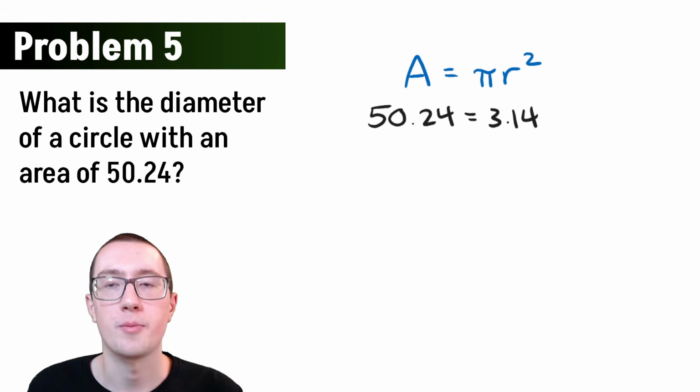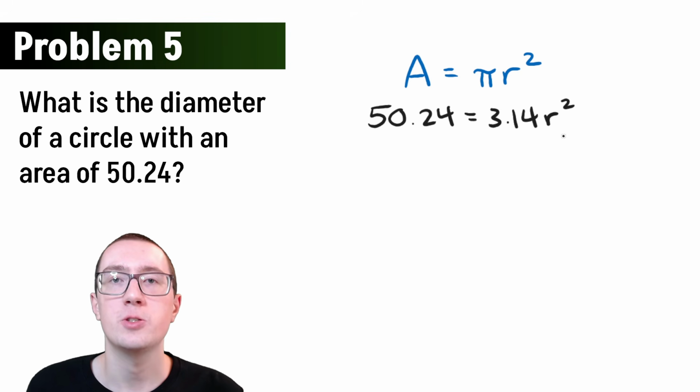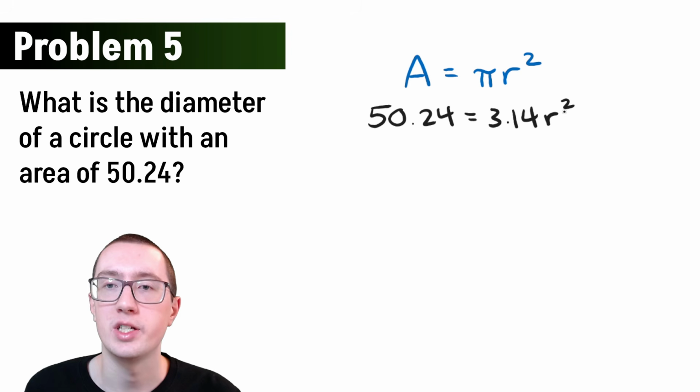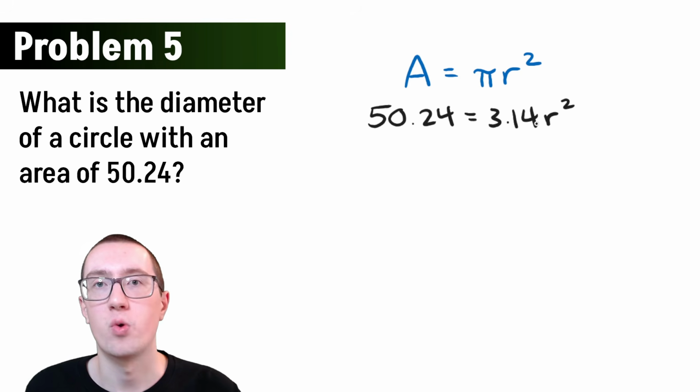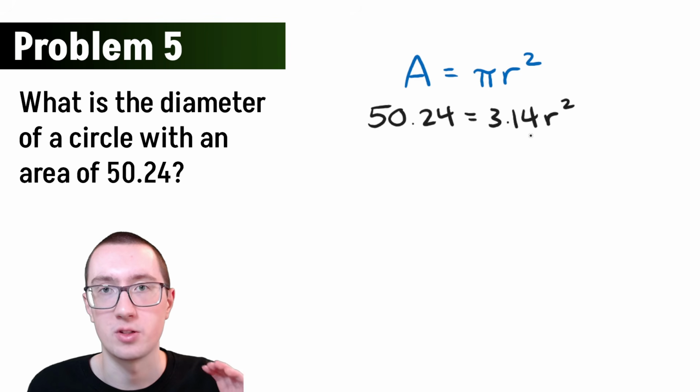And now r, I'm going to leave as r because that's what we're trying to figure out. That's what we're solving for. And r is going to be squared. So let's just go ahead and solve this algebra problem. We need to get r by itself on one side of the equation. And basically we're doing like reverse PEMDAS. So we have an exponent here. That's pretty early in PEMDAS. So I'm going to do that last.